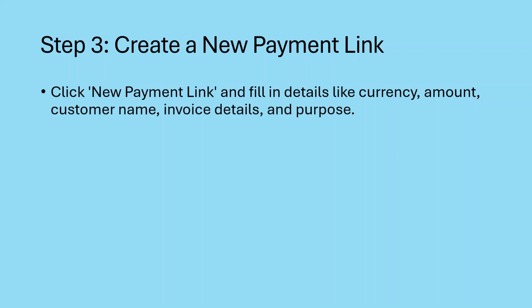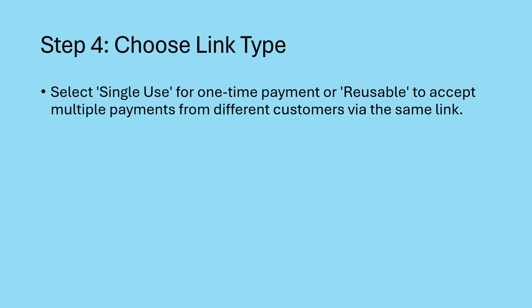Click on New Payment Link and fill in details like the currency, the amount, customer name, invoice details and the purpose. Step 4. Choose link type. Select single use for one-time payment or a reusable to accept multiple payments from different customers via the same link.